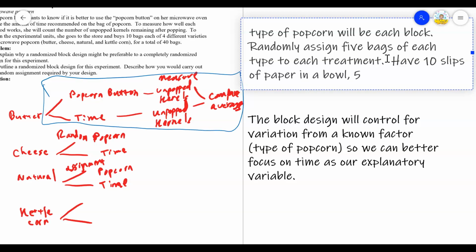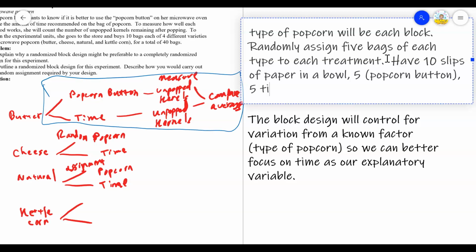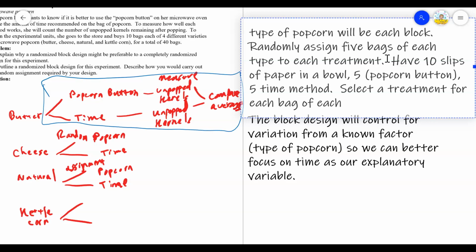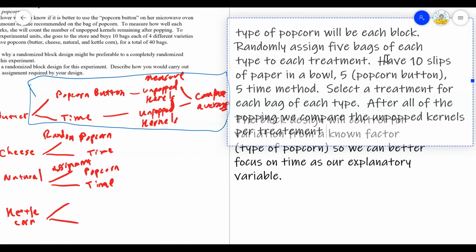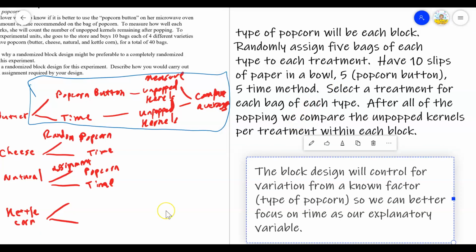Five popcorn button, and then 5 timer. After all of the popping, okay, so my screen got a little busier than I wanted it to be there, but type of popcorn will be each block. Randomly assign 5 bags of each type to each treatment.